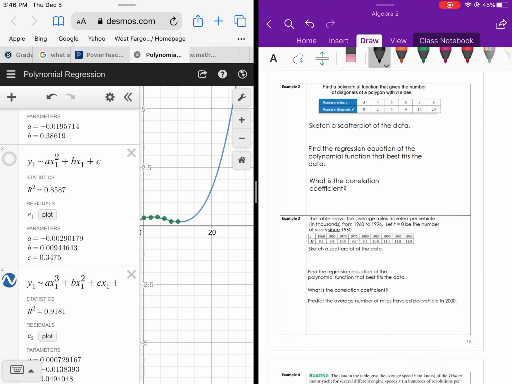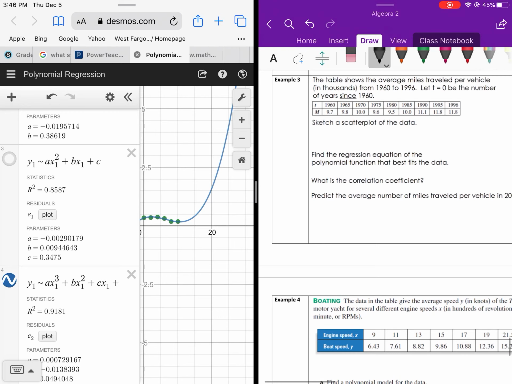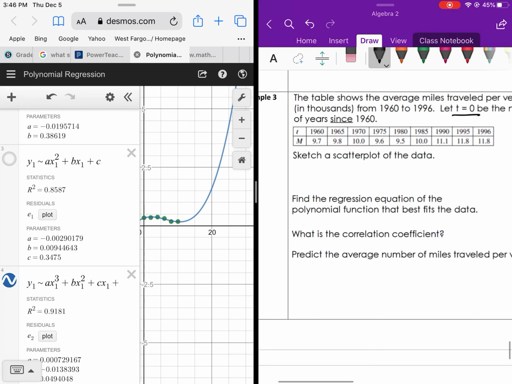All right, so I think I'm going to do one more. I'm going to skip example 2 and do example 3, because this is one where we have years. Here I have years from 1960 to 1996. T equals 0 is the number of years since 1960. So in 1960, I'm going to plug in 0. 1965, that's 5 years. 1970 is 10. 1975, 15, 20, 25, 30, 35, and then 1996, right after 1995, would be 36 years.